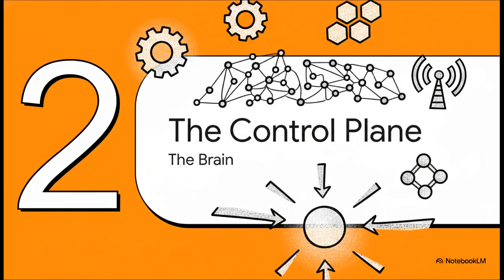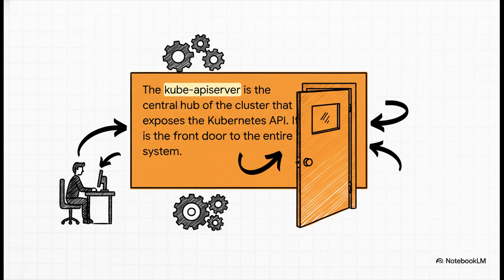All right, so let's zoom in on the brain of this whole operation, the control plane. This is the command center, right? It's where all the critical high-level decisions get made. And it's not just one thing, it's actually a team of really specialized components working together. And the first, and honestly the most important component we have to talk about, is the kube-apiserver.